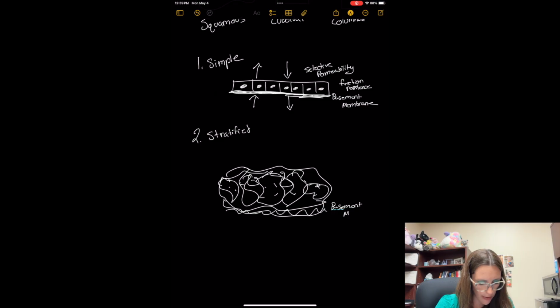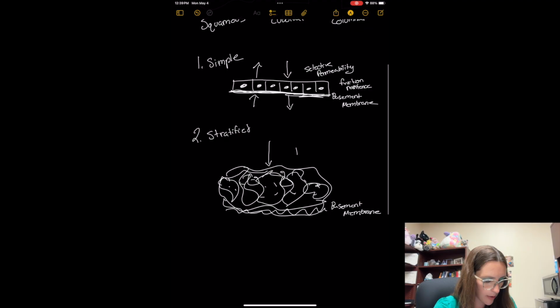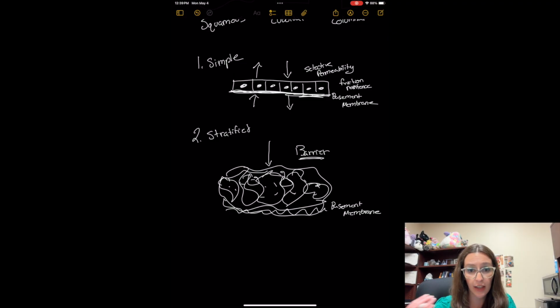Now, if something is trying to get in, it has many, many layers of cells to get through, so it's not going to be able to get through this layer. So we're going to be more of a barrier here. So it's going to be more of a wall that protects the tissue from anything getting in or out of it.